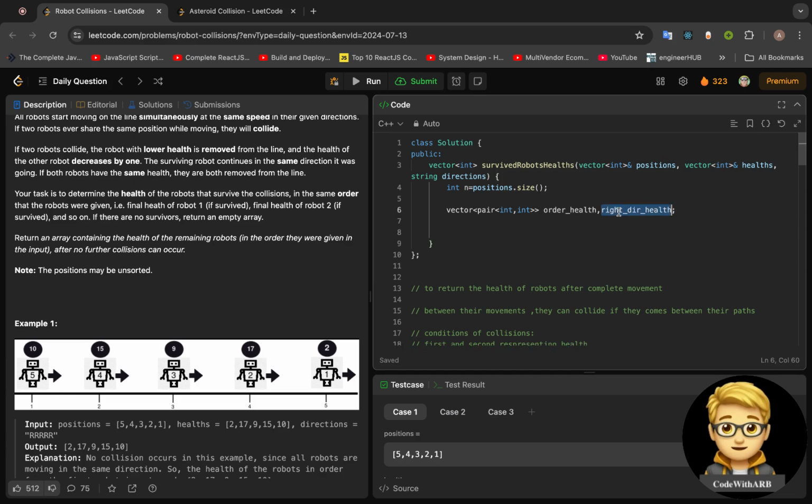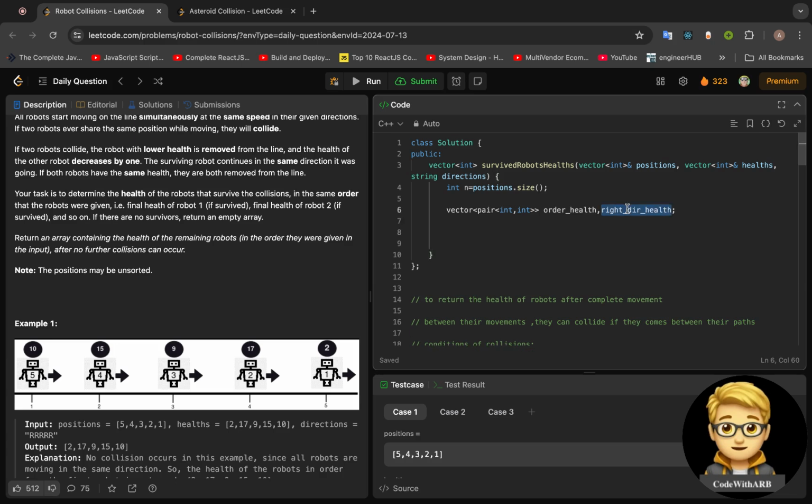Instead of a right direction health vector, you can take a stack also, right. It is totally up to you, it's totally up to your implementation, what you implement, right. I'm just taking a vector instead of a stack, simply.